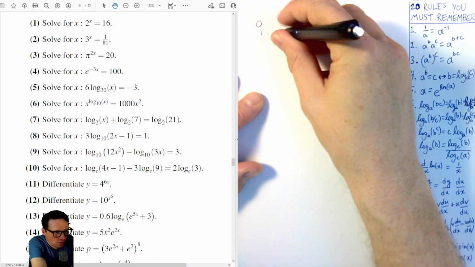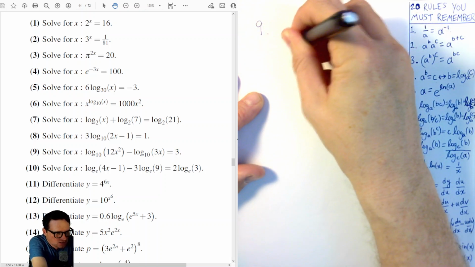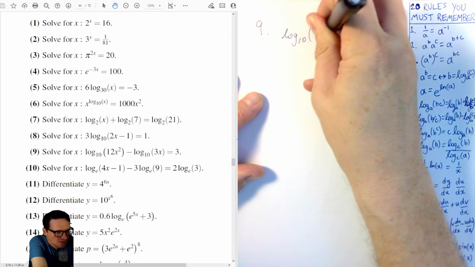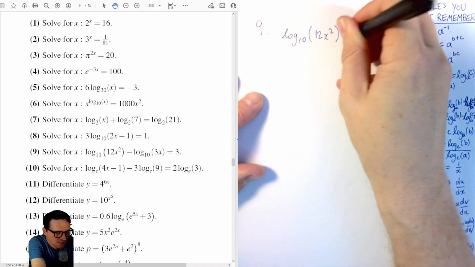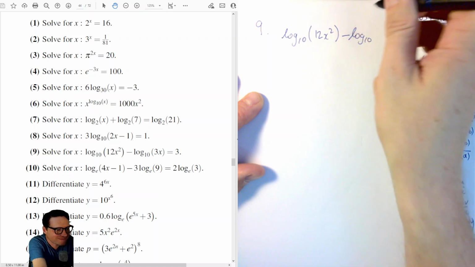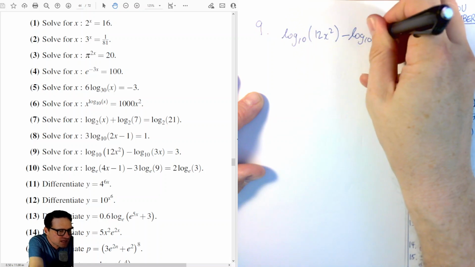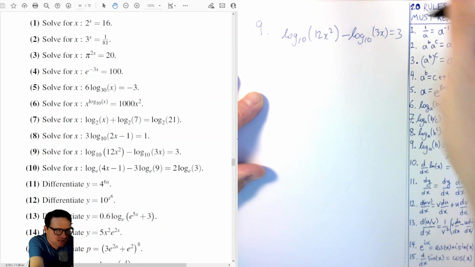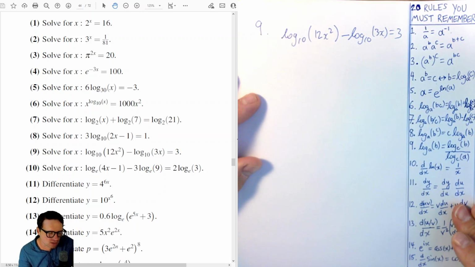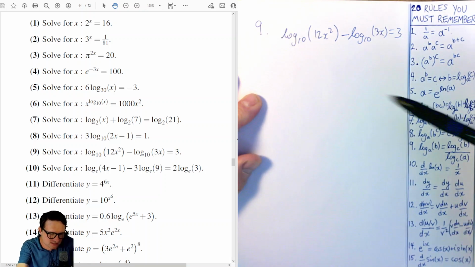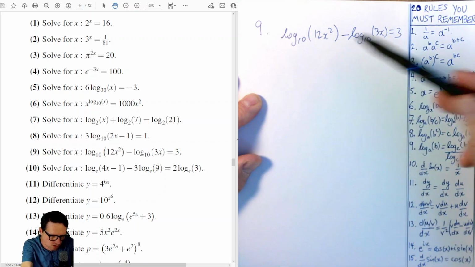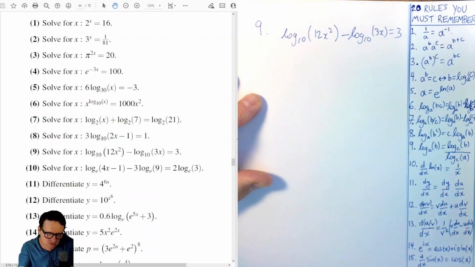And we're asked to solve for x again. Log to base 10 of 12x squared minus log to base 10 of 3x is equal to 3. Okay, we want to use a log rule that says that the difference of the logs is the log of the quotient. So which one is this? It's number 7. Log to base a of b over c is log to base a of b minus log to base a of c.